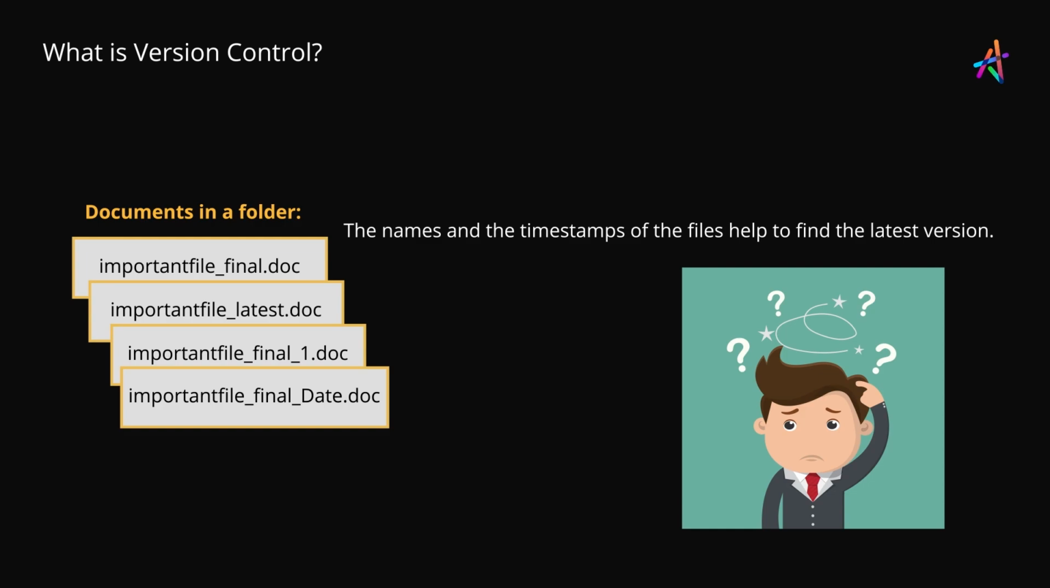Often, we come into a situation where we have a folder full of documents that look like important file_final, important file_latest, important file_final_1, important file_final_date, and so on. The names and the timestamps of these files might help you find the latest or the final version. But it can get very confusing and can lead to a lot of errors.